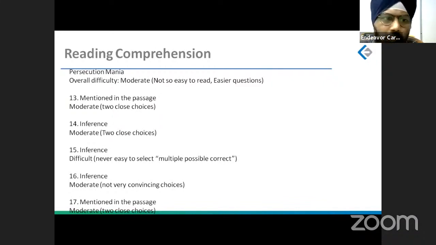5 questions. The first one was mentioned in the passage. Again, a moderate one. So first, second, both of these were moderate questions. There was an inference question, which just like the previous question cannot be concluded. This is one more question type where you have to select 1 and 2, 2 and 3, 1 and 3, and like it's a thing.